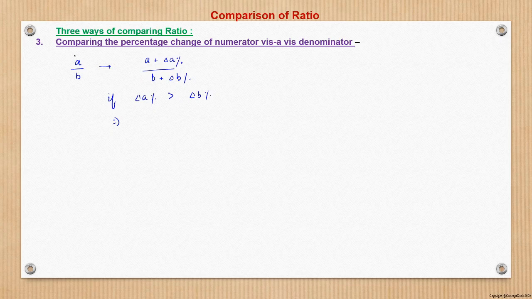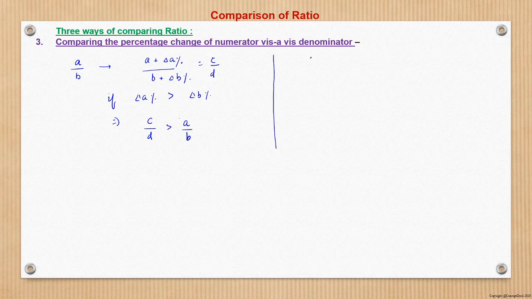So this means that a, the antecedent or the numerator of the ratio, increases by a higher percent and b increases by a lesser percent. So in that case, a plus delta a percent, let this be, say, c by d. Here I can see that c by d is greater than a by b. Why? Because a increases by a higher percentage than b, so c by d will be more than a by b.